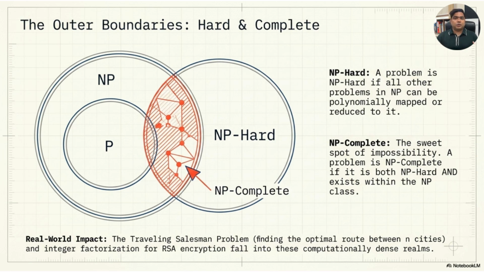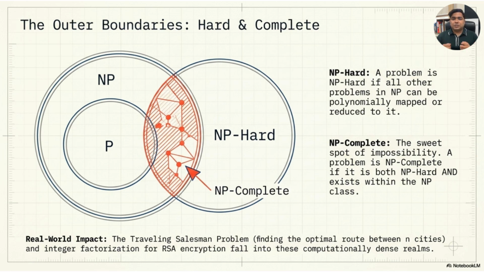They are important because if we find an efficient solution for one NP complete problem, then we may be able to solve many other NP problems efficiently as well. The slide also gives real world examples. The traveling salesman problem is one example. It asks, given several cities, what is the shortest route that visits all cities and returns to the starting point?